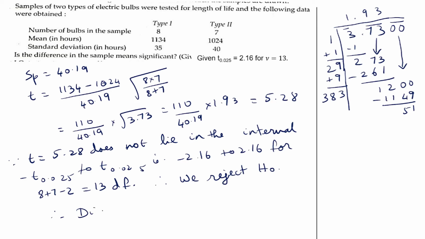Therefore, difference in means are significant. So this is with respect to the two sample t-test when the population variances are assumed to be equal. Now next we have the last method to find the t-test statistic when the variances are assumed to be unequal, when the variances are not equal.